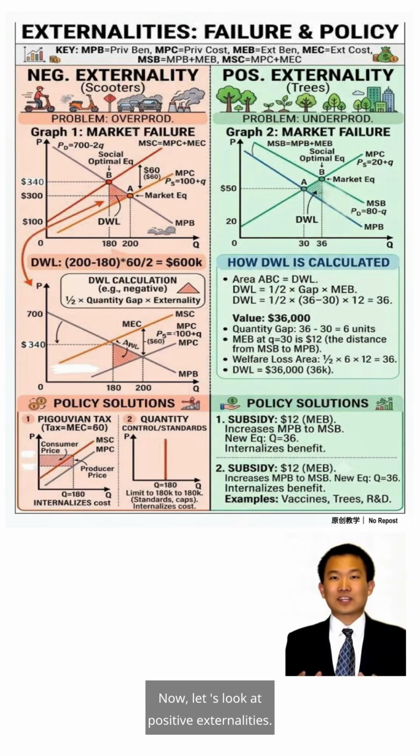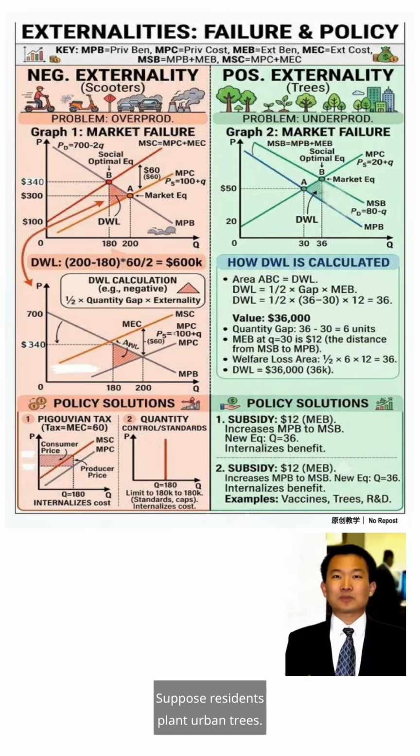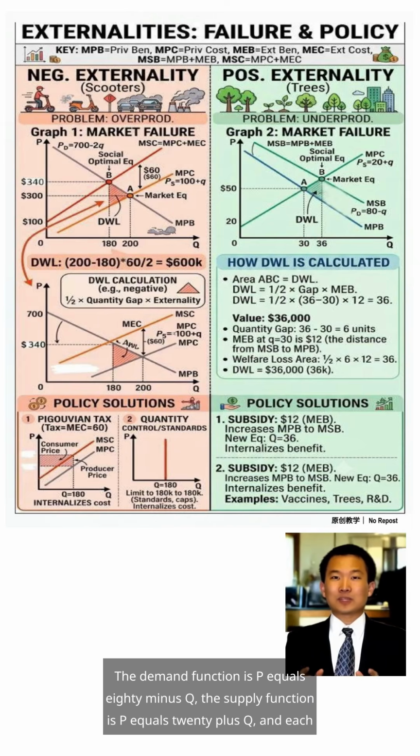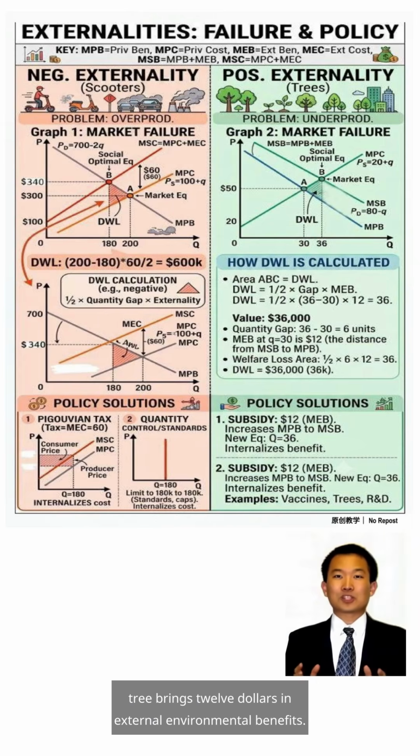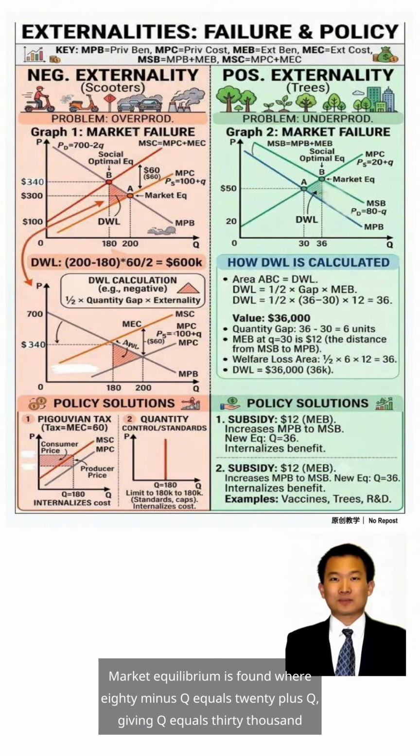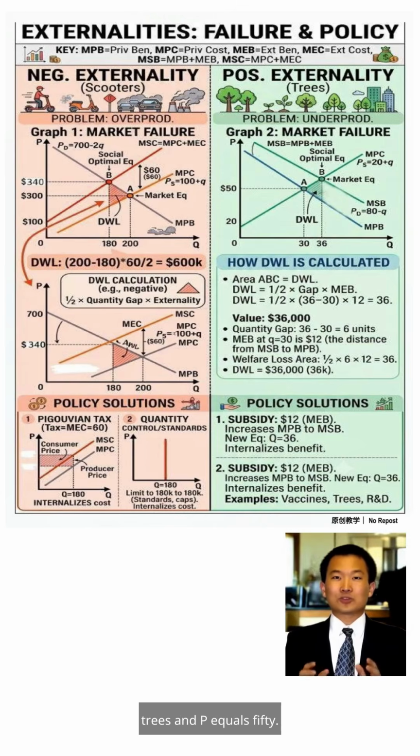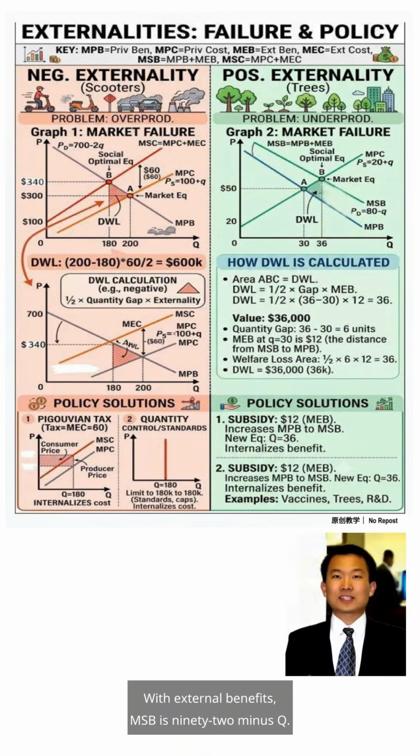Now let's look at positive externalities. Suppose residents plant urban trees. The demand function is P equals 80 minus Q, the supply function is P equals 20 plus Q, and each tree brings $12 in external environmental benefits. Market equilibrium is found where 80 minus Q equals 20 plus Q, giving Q equals 30,000 trees and P equals 50. With external benefits, MSB is 92 minus Q.